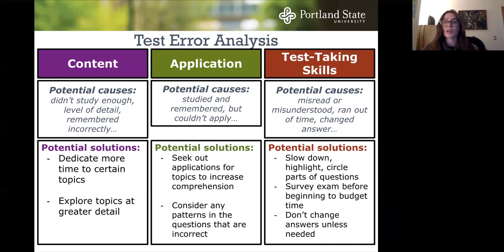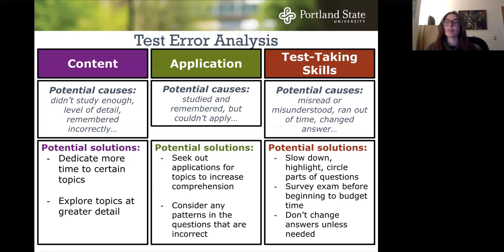Using a test error analysis, we can figure out what types of questions we were getting wrong. So maybe it was very content specific questions that we were getting wrong, like we just didn't study enough or we didn't study the content to the level of detail that the questions were asking. If that's the case, then the solution is to just dedicate more time to these topics or explore those topics in greater detail.